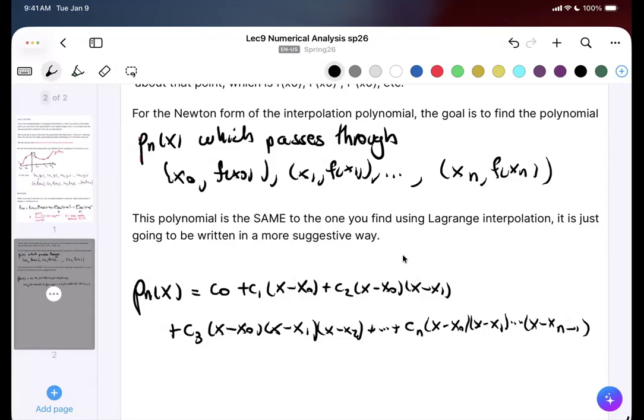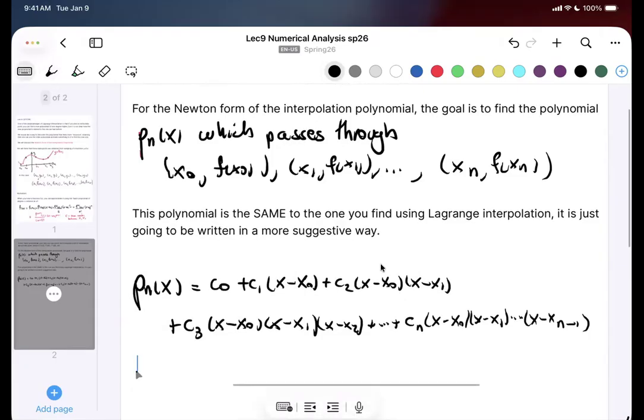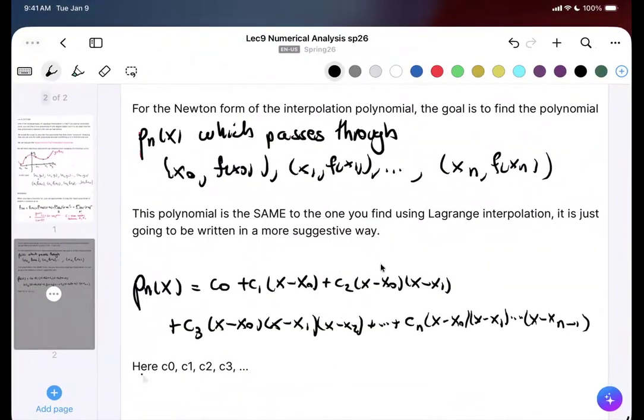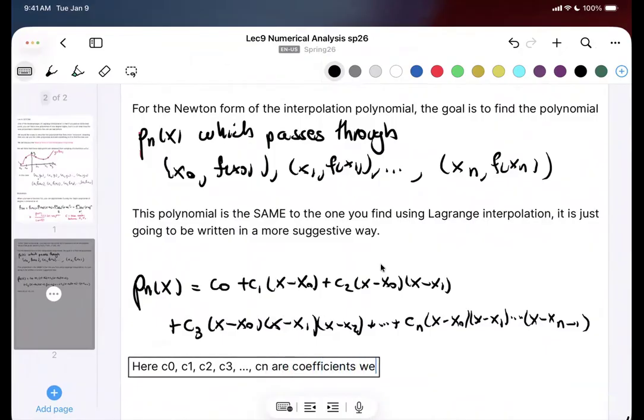So here, C0, C1, C2, C3, up to Cn, are the coefficients that we have to find. They are coefficients we must determine.